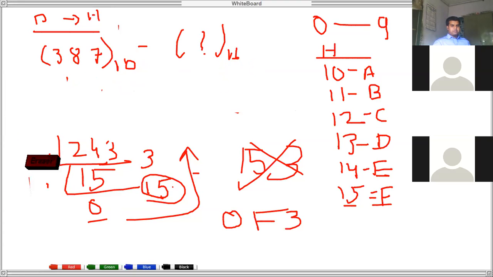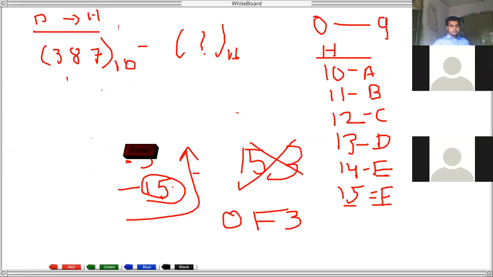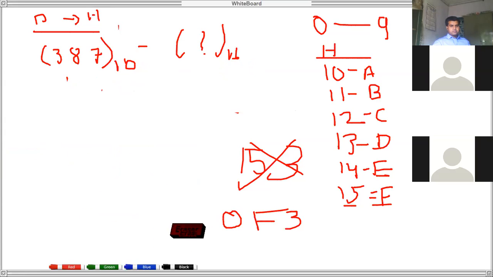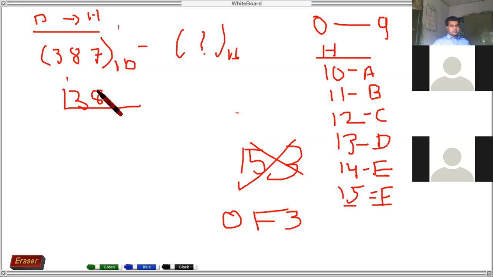Step number 1, I'm rubbing this. Step number 1, 387, we will write like this. And we will divide the number by 16. So 16 twos are 32. 6 comes down, 67. So 67, 16 fours are 64. Remainder is 3.